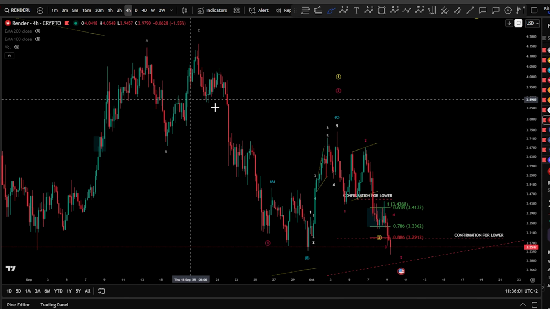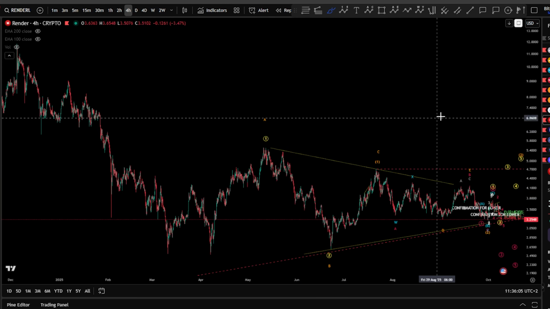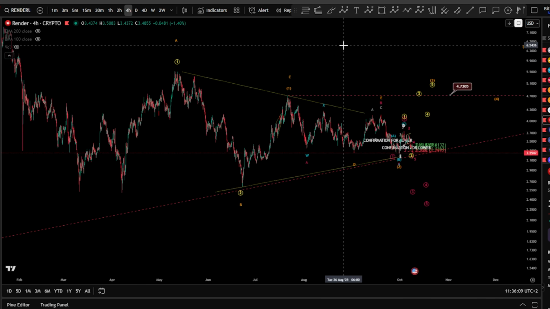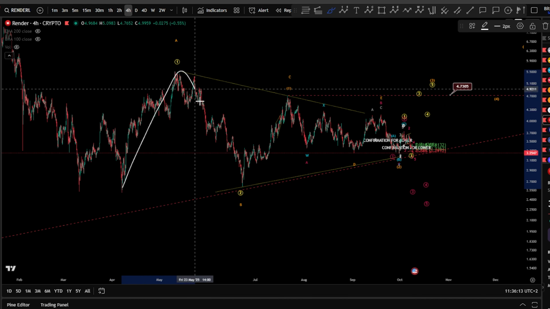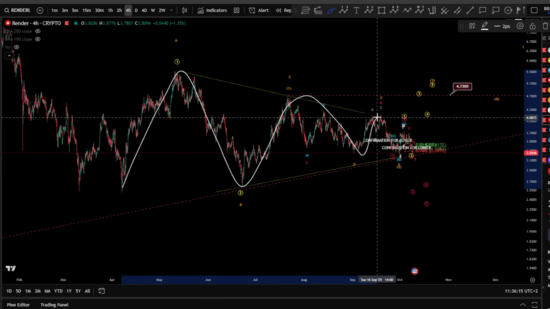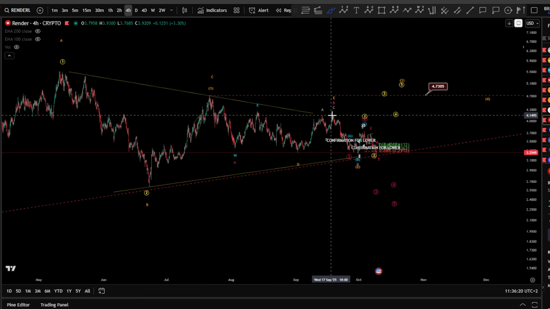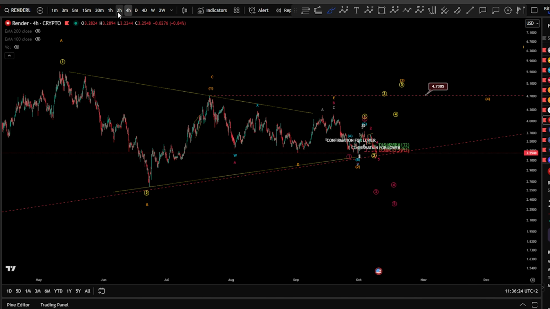Now, for Render, if you remember, I have mentioned several times before and yesterday as well that I don't like Render weaknesses. It's not really nice to see an A, B, C, D, and E finished as a triangle and followed by an impulse and as a potential 1, 2. I don't like it at all.